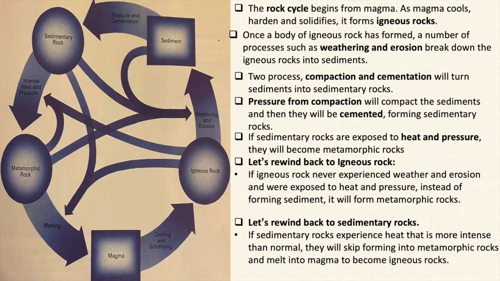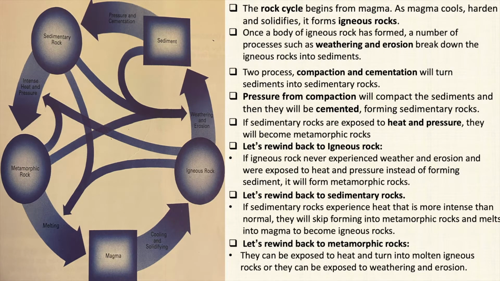Now, let's rewind back to sedimentary rocks. If sedimentary rocks experience heat that is more intense than normal, they will skip forming into metamorphic rocks and melt into magma to become igneous rocks. Now, let's rewind back to metamorphic rocks. They can be exposed to heat and turn into molten igneous rocks, or they can be exposed to weathering and erosion.